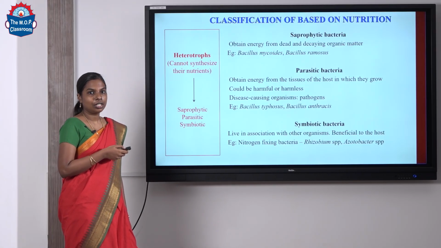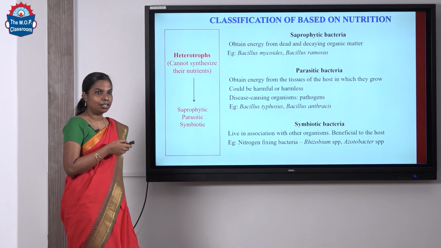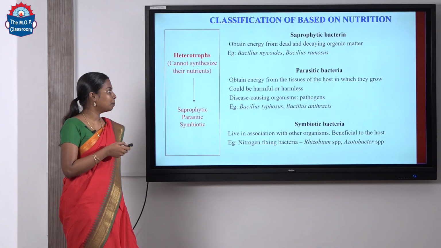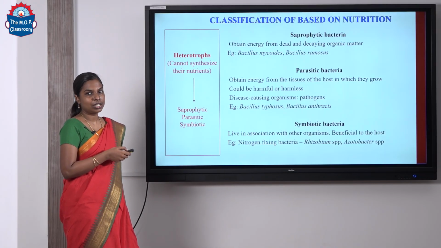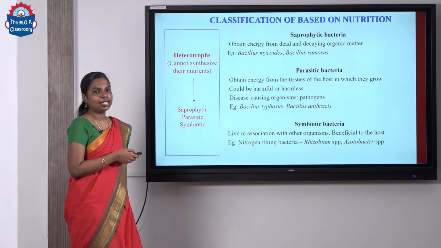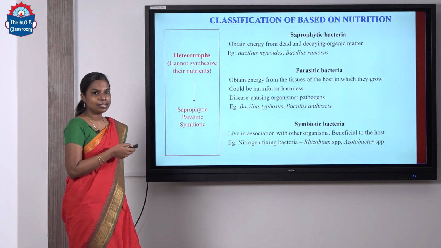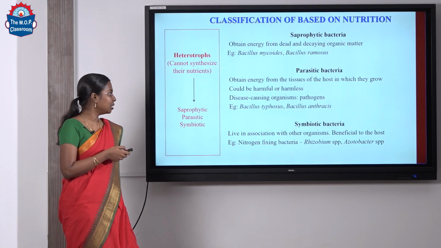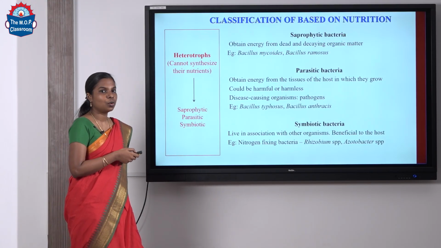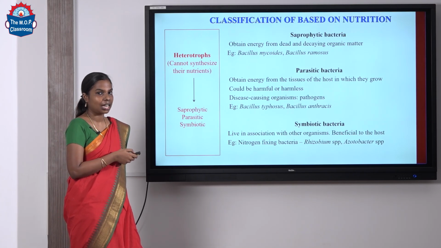The second one is called parasitic bacteria. They get the energy from the host in which they grow, and one specific character of this particular group of bacteria is they can either be harmful or harmless in nature. Harmful in the sense they have the ability to cause some kind of disease, and disease causing microorganisms are referred to as pathogens. Example is Bacillus anthracis, which is the one responsible for causing a disease called anthrax in livestock.